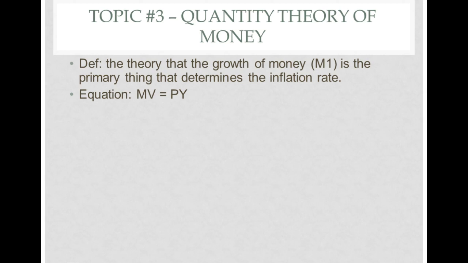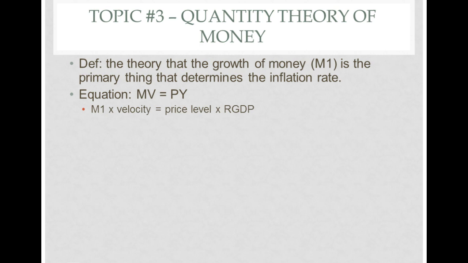Okay, let's stop here and take a look for a second at what we're thinking here. The definition of this theory, again, is that the growth of money, M1, is the primary thing that determines the inflation rate. So essentially, what people who believe in the quantity theory say is that the amount of money circulating in the economy is the main thing driving inflation. Now, to understand why that is, it's definitely worth looking at this equation.